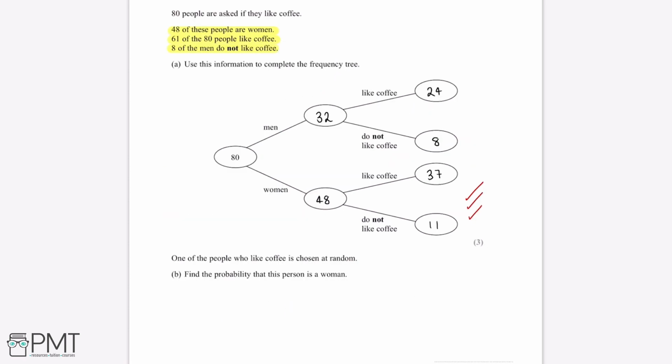One of the people who like coffee is chosen at random. Find the probability that this person is a woman. So the probability that this person is a woman is the number of women who like coffee divided by the total number of people who like coffee.